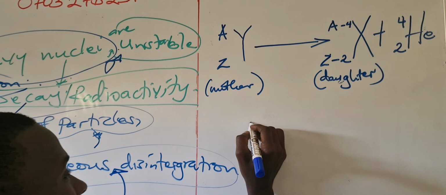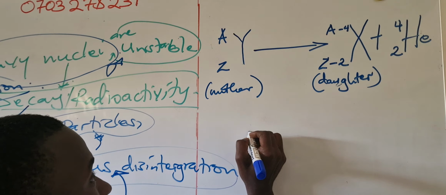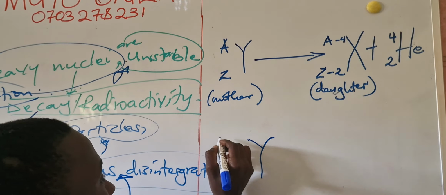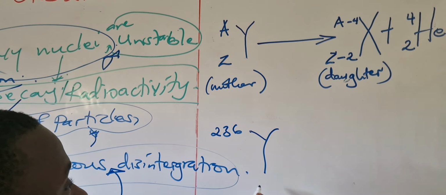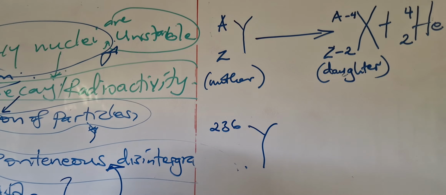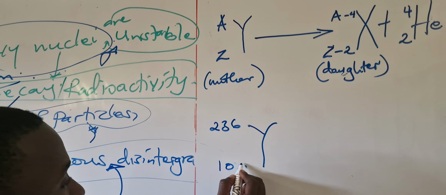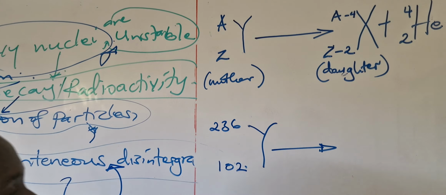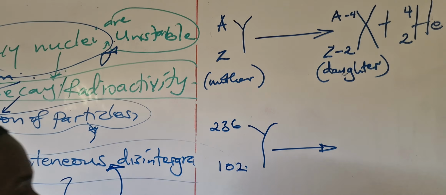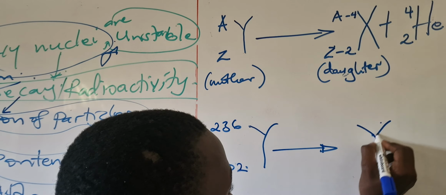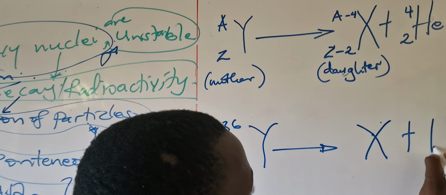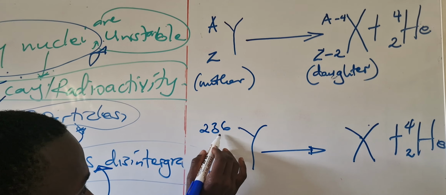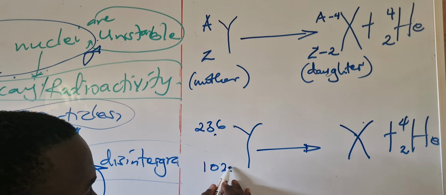So if we had, let's say, a nucleus of an atom, we call it Y, with 236 as the mass number and atomic number of 102, it will decay to form a daughter nucleus X by emission of an alpha particle, when this one reduces by 4 and this one reduces by 2.